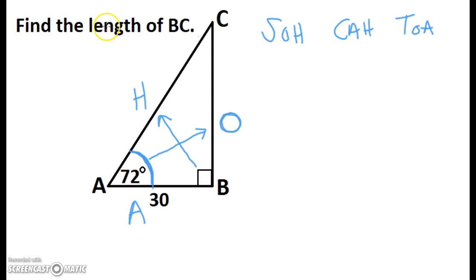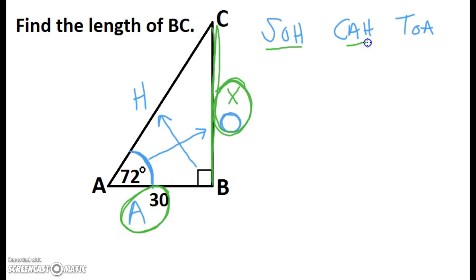All right, so in this question it says find the length of BC. BC is this side right here, so I'm going to put an X. That's the side I want to find. I need to make sure that this goes into my equation. And the only other side that I have information about is A, this side down here. So these are the two sides I'm going to need to use in my equation. So I have an O and an A.